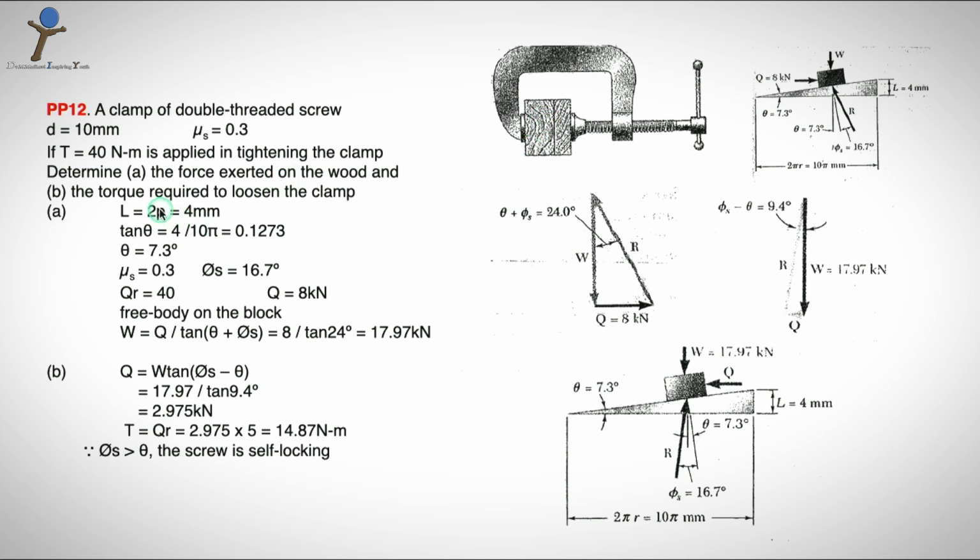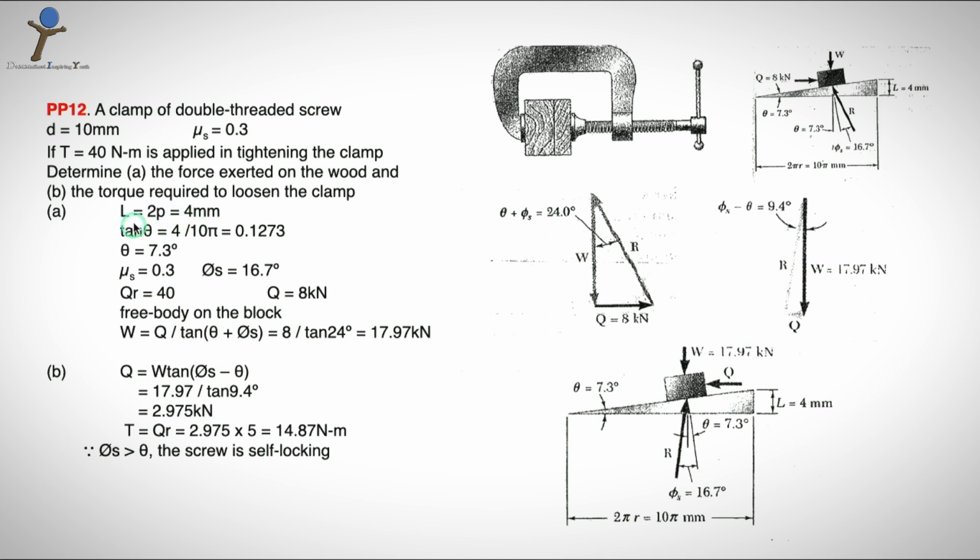So, we will see what is given data to us. One is lead. Lead is 2 times P because it is a double threaded part. The P is nothing but pitch. You can assume the value of pitch if it is not given. Pitch can be 2 mm. So, 2 times P, 4 mm.